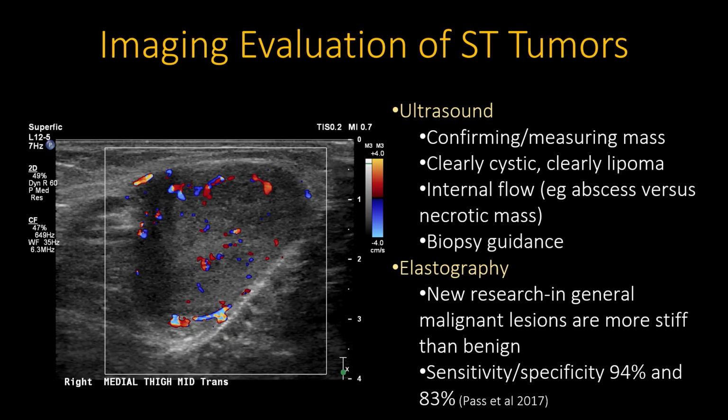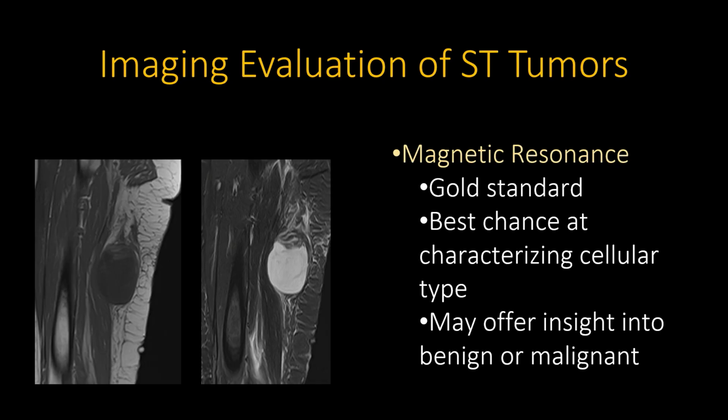Now, there's a lot of new literature out there on elastography. I feel like we keep trying to make this a thing. If you do it, great. We don't. Maybe I'm just biased because we don't do a ton of it. But there is new research out there that shows that malignant lesions are stiffer than benign lesions, and it has a decent sensitivity and specificity. Honestly, I think personally that MR is probably a little bit easier to interpret.